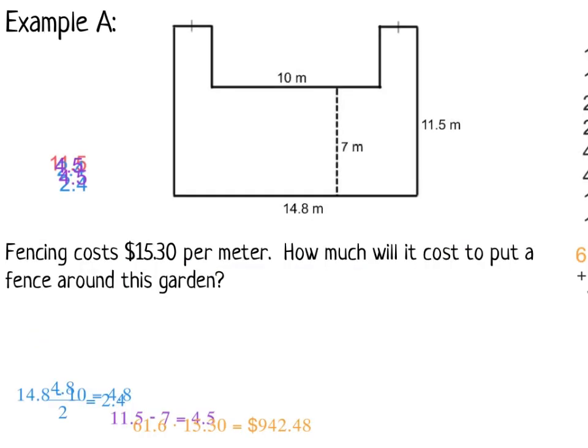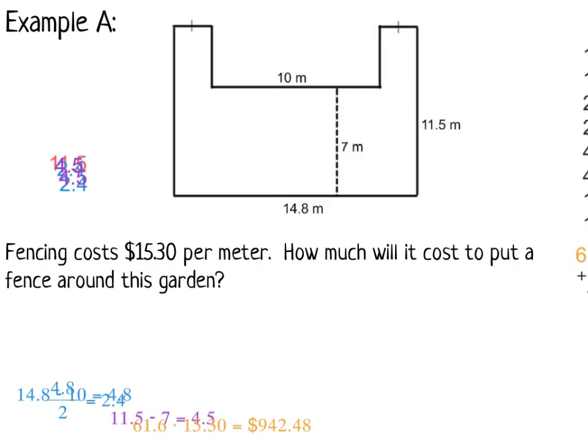So example A says fencing costs about $15.30 per meter. How much will it cost to put a fence around this garden? Just like in real life, most things are not standard shapes. So I have a garden here and it's not a regular shape. To find the perimeter, I need to find the distance around the outside.